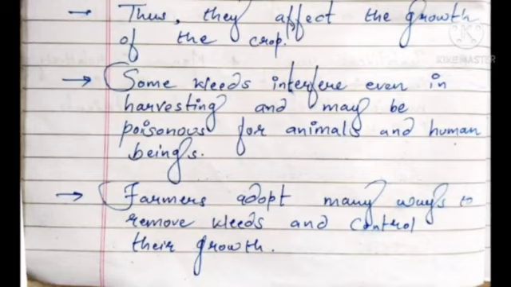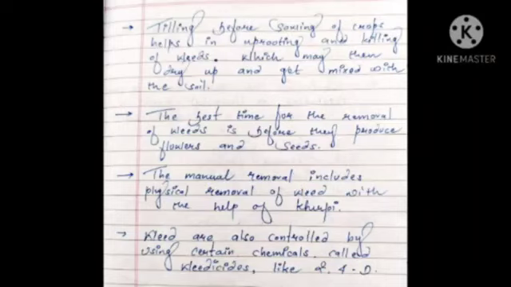Some weeds even enter during harvesting and may be poisonous for animals and human beings. Farmers adopt many ways to remove weeds and control their growth. Tilling before sowing of crops helps in uprooting and killing of weeds, which may then dry up and get mixed with the soil. The best time for the removal of weeds is before they produce flowers and seeds. Manual removal includes physical removal of weeds with the help of a khurpi. Weeds are also controlled by using certain chemicals called weedicides, like 2,4-D.